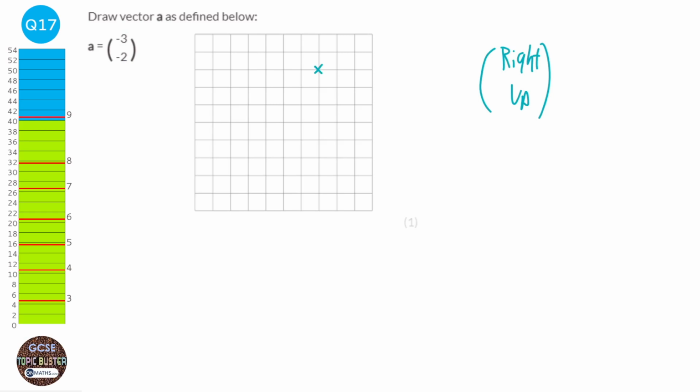So to start this off, what we're going to do is just put a point anywhere on this grid. And we're going to go 3 right, so 1, 2, 3. And we're going to go 2 down, so 1, 2. Let's show that point there. And then all we need to do is join up these 2 points with a straight line.